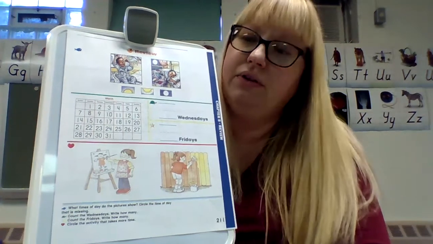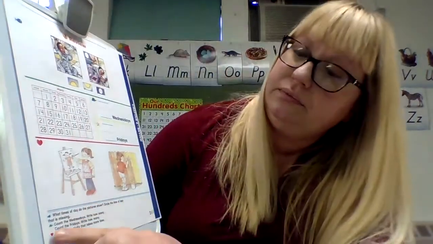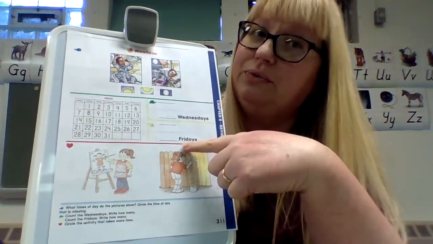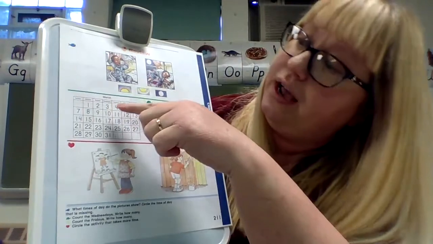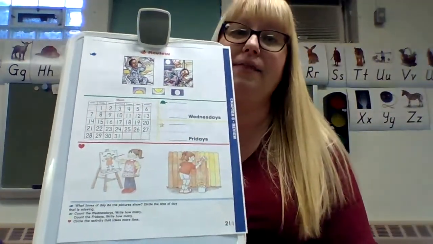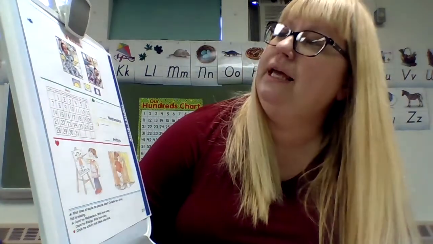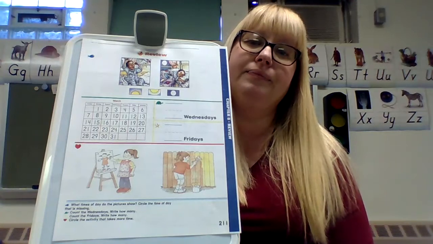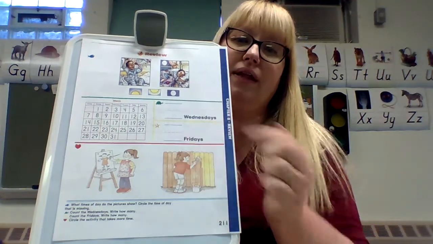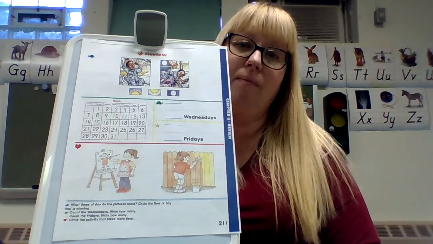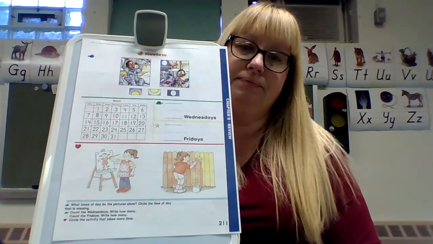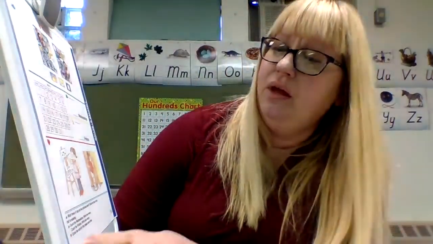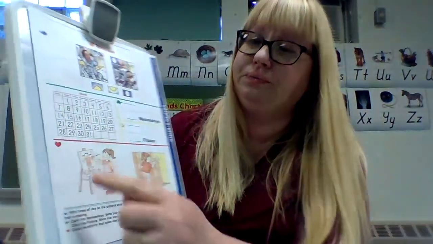All right, let's go to the yellow star. Count the Fridays. Write how many. So right here, this word says Fridays. You should be able to read this word too, Fridays. Count your Fridays. Find the word Friday. Count how many there are. Remember, you only count the boxes that have numbers in them. Do you remember me telling you that? And then you write your answer right here for the yellow star, how many Fridays there are. Okay. I think you guys understood that.